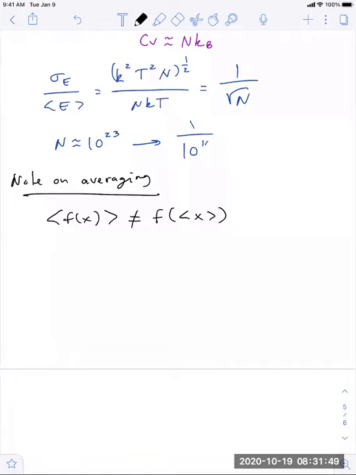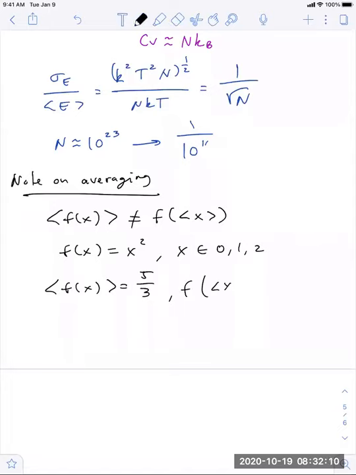So I can show this if I just take a simple example. If f of x equals x squared, and I say my x could be 0, 1, or 2, then the average value of f of x equals 5/3, whereas f evaluated at the average value of x would be f of 1 equals 1. So just be careful and don't assume that you can do this, although for some functions you can.